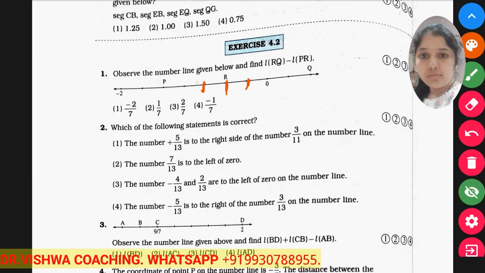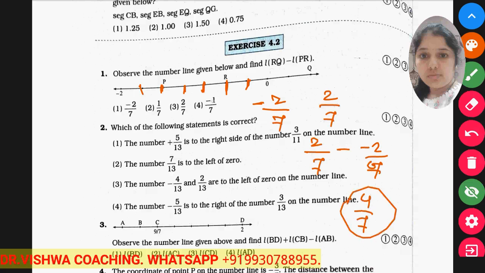1, 2, 3, 4, 5, 6. Okay. See, R is at position -2 by 7 and Q is at position +2 by 7. So distance between them, if we calculate, so it becomes 2 by 7 minus of -2 by 7. So 4 by 7 that we had done.